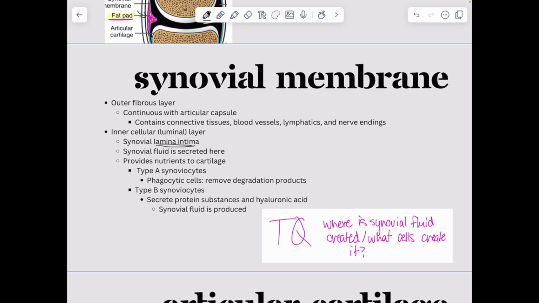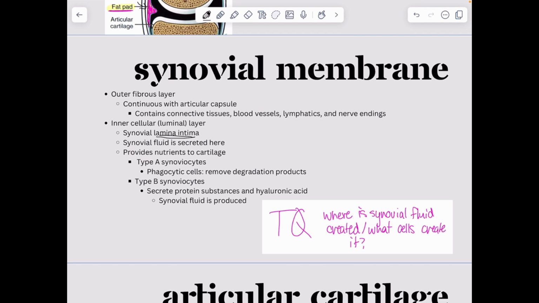Type A synoviocytes are phagocytic cells. They're going to be cleaning everything up, getting rid of the waste. Type B synoviocytes are the ones that actually secrete and make the synovial fluid. They secrete hyaluronic acid, all that kind of stuff. So a good test question is where is synovial fluid created? That'd be in the synovial membrane, and what cells create it? It's type B.